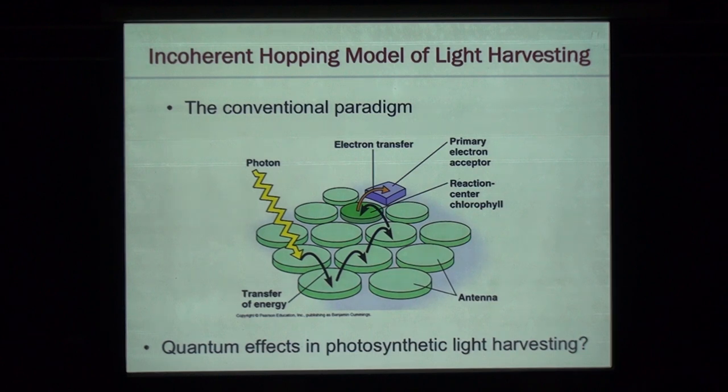Now, in the past few years, there is a very interesting development in this field. A conventional paradigm for photosynthesis is just like the picture I've shown you. Energy is absorbed and then hops from one site to the other, eventually to the reaction center. Kind of performing a random walk to find the reaction center. And maybe sometimes a funnel random walk. But nonetheless, random walk. It's not very quantum. But recently, there is some evidence that quantum effects in photosynthetic light-harvesting are important.